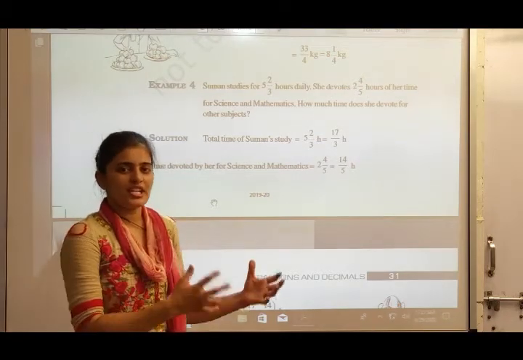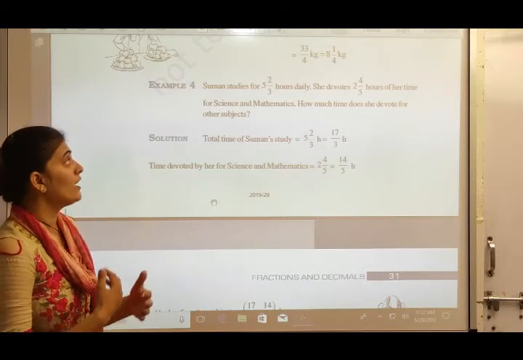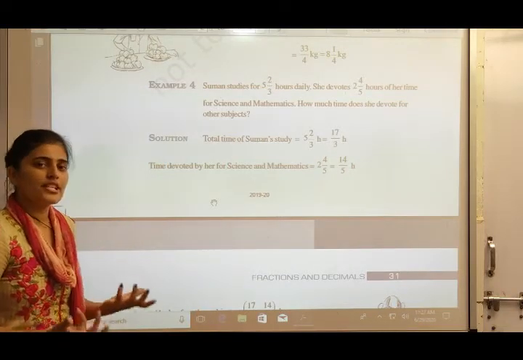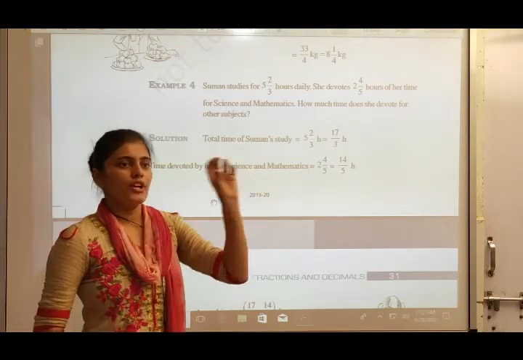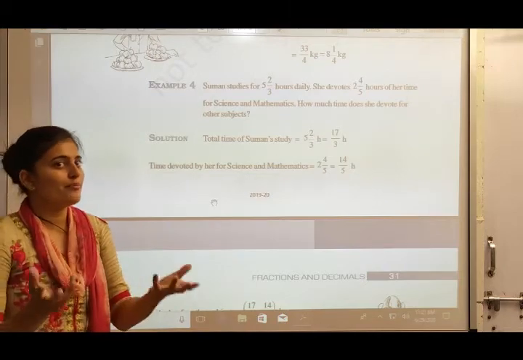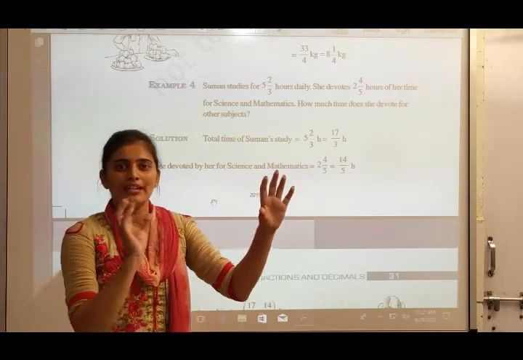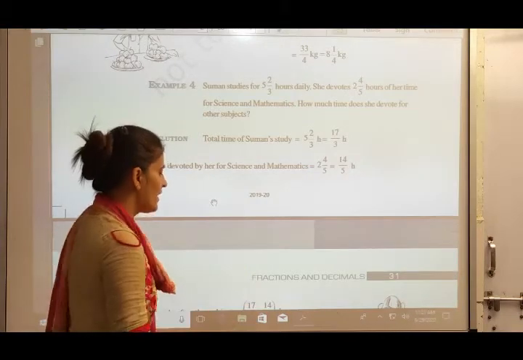This much she is giving to science and maths. Now we have to find out how much time she is giving to the other subjects. The full thing is given, one portion is given, and the other portion we have to find out. So simple, out of the total we will subtract the given portion, so we get the leftover portion.